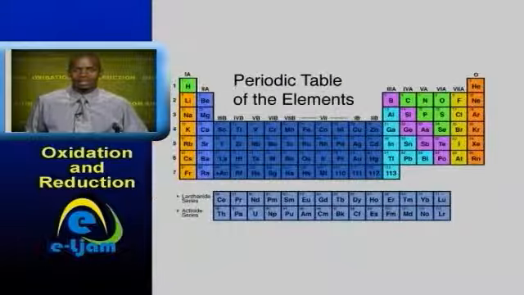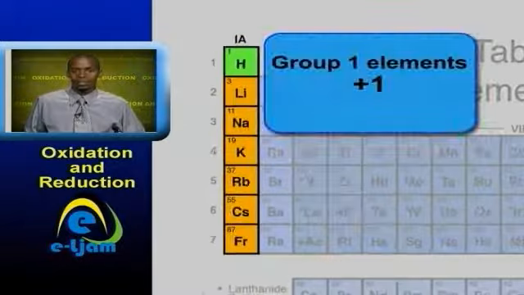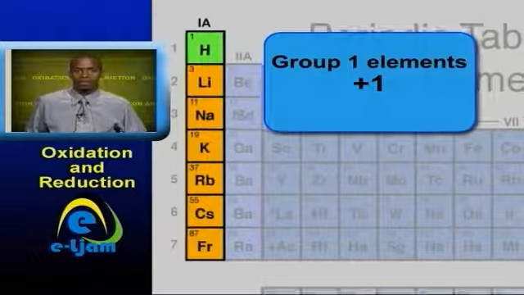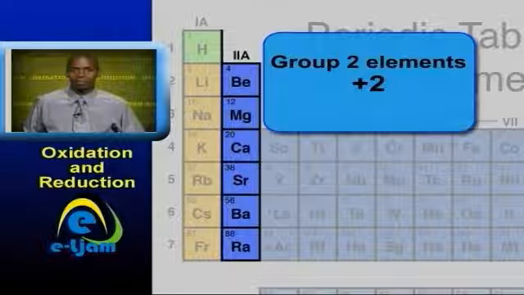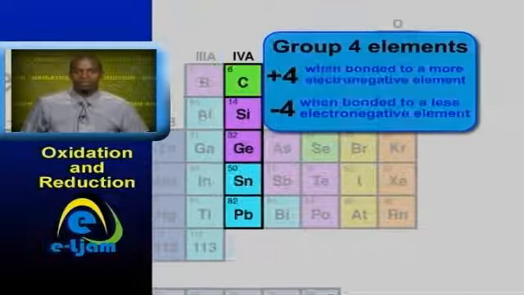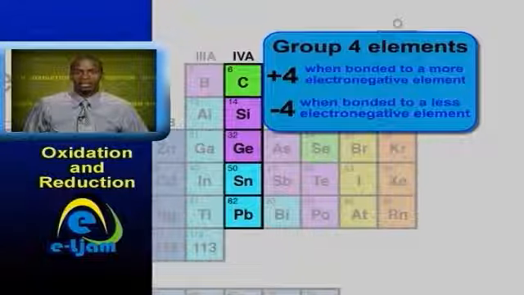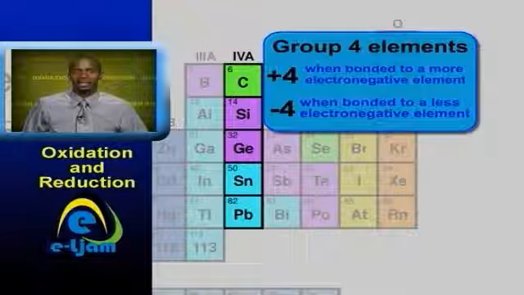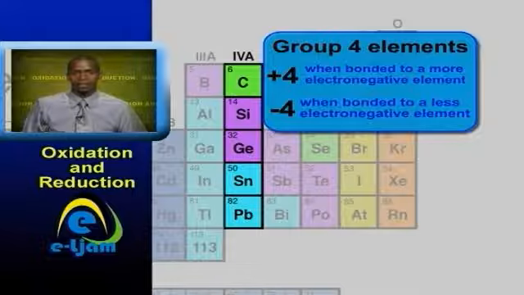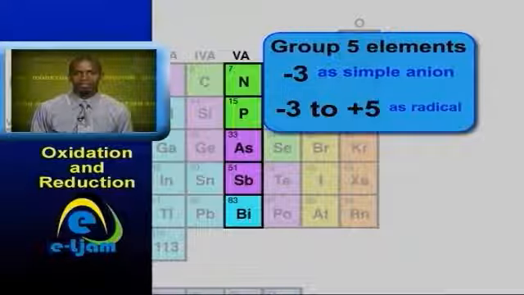8. The usual oxidation states of elements in the groups of the periodic table are as follows. Group 1 elements, +1. Group 2 elements, +2. Group 3 elements, +3. Group 4 elements, +4 when bonded to a more electronegative element, and -4 when bonded to a less electronegative element. Group 5 elements, -3 as simple anion, but varies when part of a radical, usually between -3 to +5.